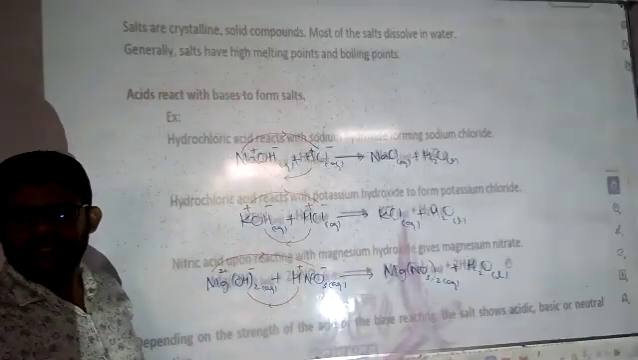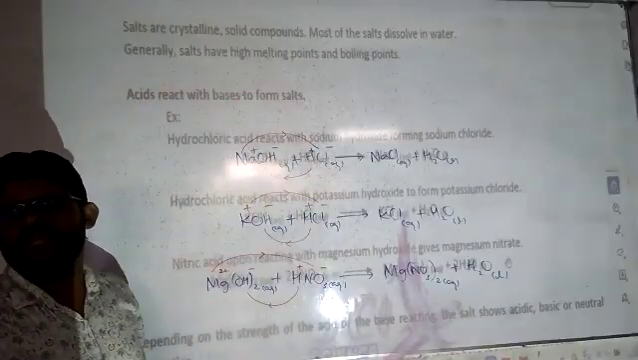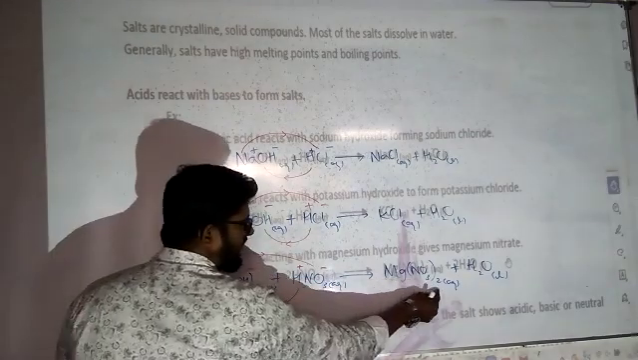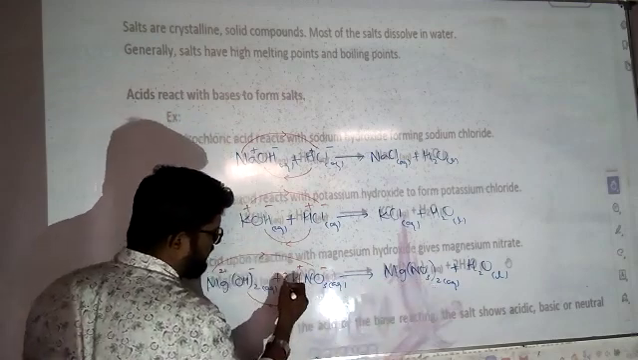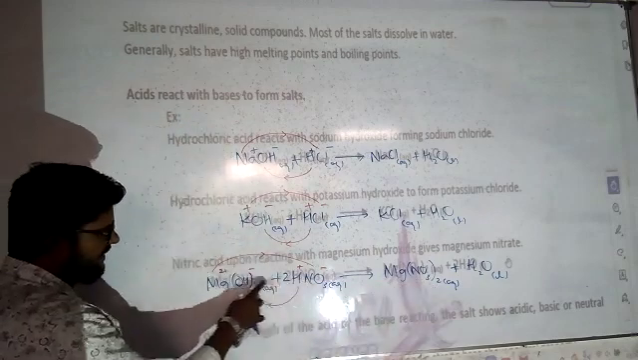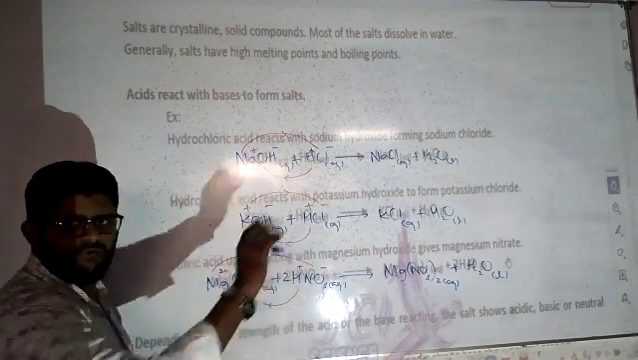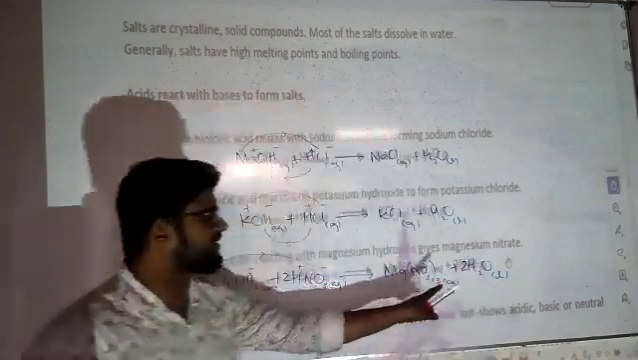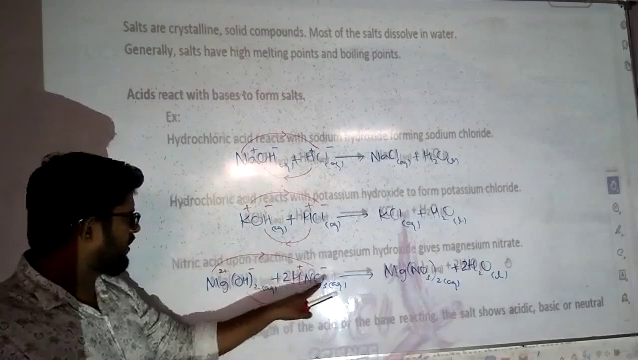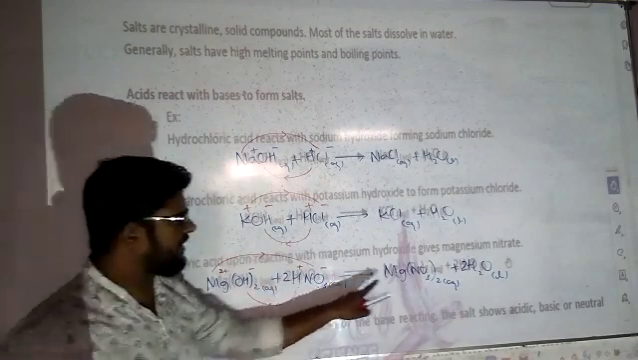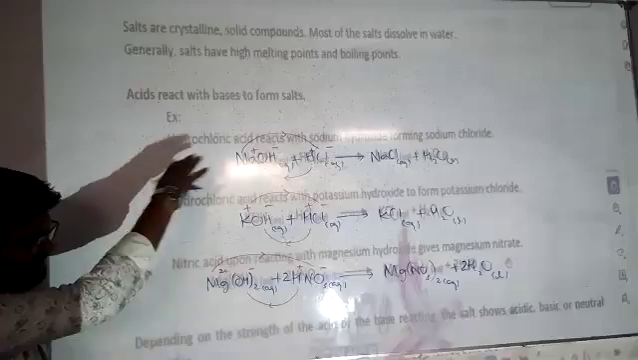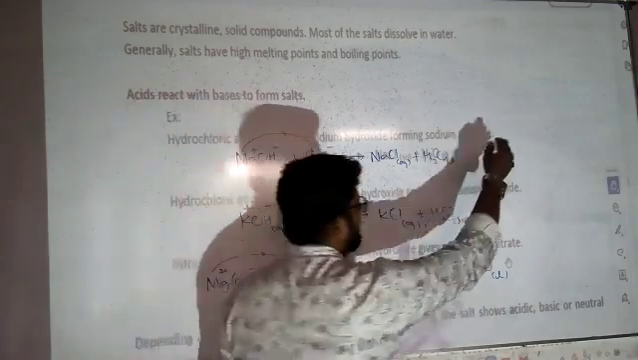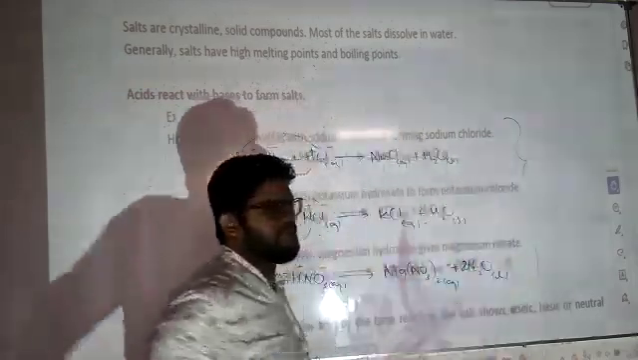H2O liquid. In all these examples, you can see H2O water is a liquid. And now we have to balance it. NO3 twice, but NO3 only one. So I'm writing 2 here. Now when I write 2 here, hydrogen 2 into 2, 4 hydrogen, but I have only 2 hydrogen. So I'm writing 2 here to balance. 4 hydrogen, 2 oxygen. NO3 twice, it's balanced. So in all these examples, you can see a salt is produced.